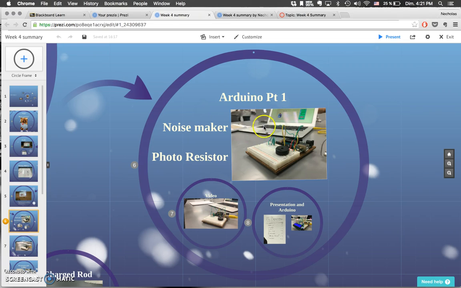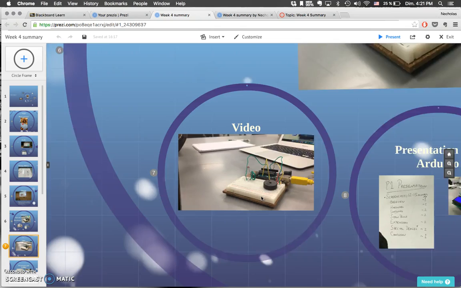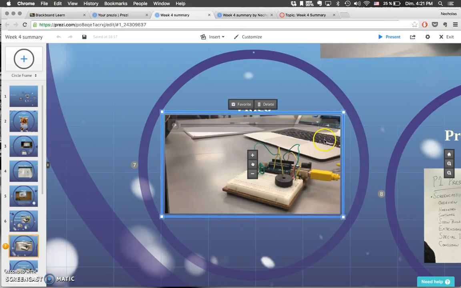But this photoresistor, if you hold your hand over it, detects how far away your hand is, and it makes a pitch depending on that. And this circuit wasn't too bad to create. So here's the video.